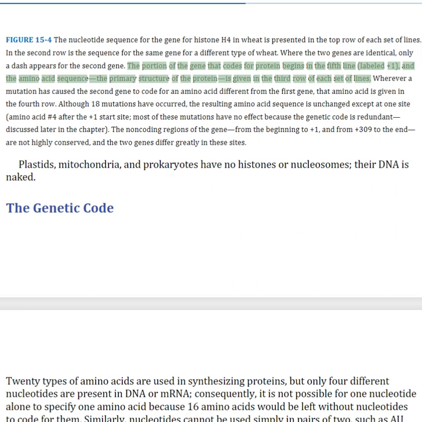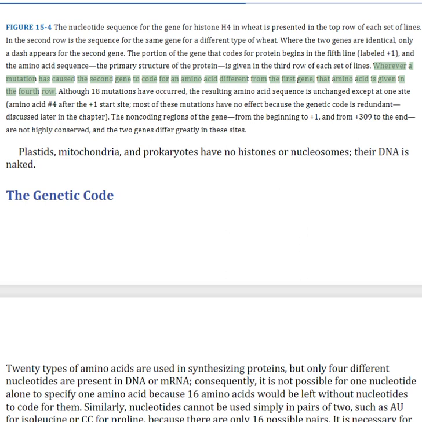The portion of the gene that codes for protein begins in the fifth line, and the amino acid sequence, the primary structure of the protein, is given in the third row of each set of lines. Wherever a mutation has caused the second gene to code for an amino acid different from the first gene, that amino acid is given in the fourth row.